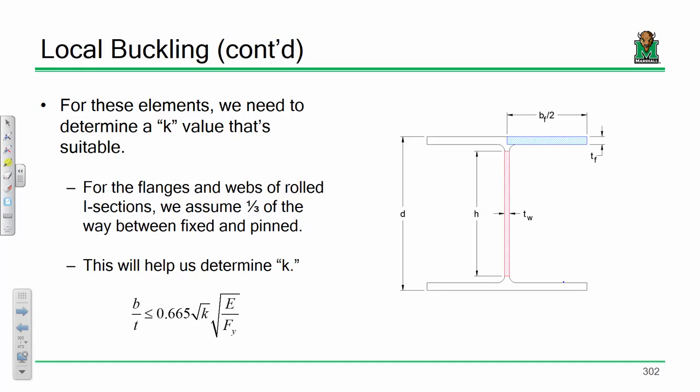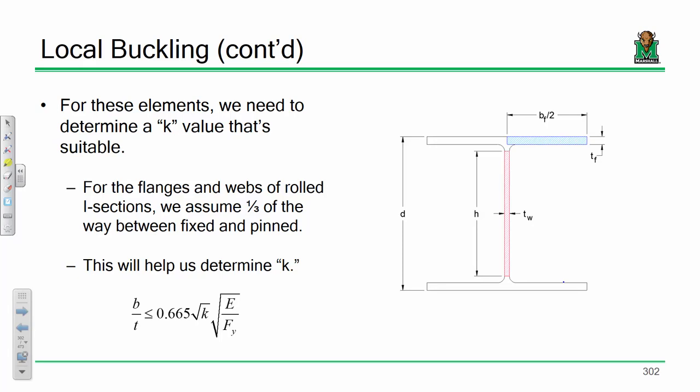But what we do is we look at an I shape and we split the I shape up into two types of elements. One of them is an unstiffened element, and one of them is a stiffened element. So a stiffened element would be something that's supported on two sides, like the web, and an unstiffened element would be something that's supported on one side. Another instance of an unstiffened element would be an angle leg. If you have an angle, each of those legs would be considered unstiffened elements. If you had a channel, the web would be considered stiffened, and the flanges would be considered unstiffened.